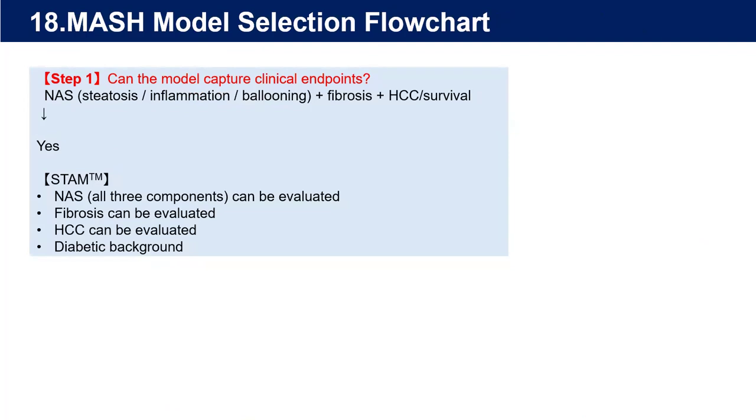Next, we can discuss the approach to model selection. This slide represents a flow chart that outlines how to select a model based on the information covered so far. The first step is to determine which endpoints you wish to evaluate. If you want to evaluate outcomes such as NAFLD activity score, fibrosis, HCC, survival, the STAM model is an appropriate model.